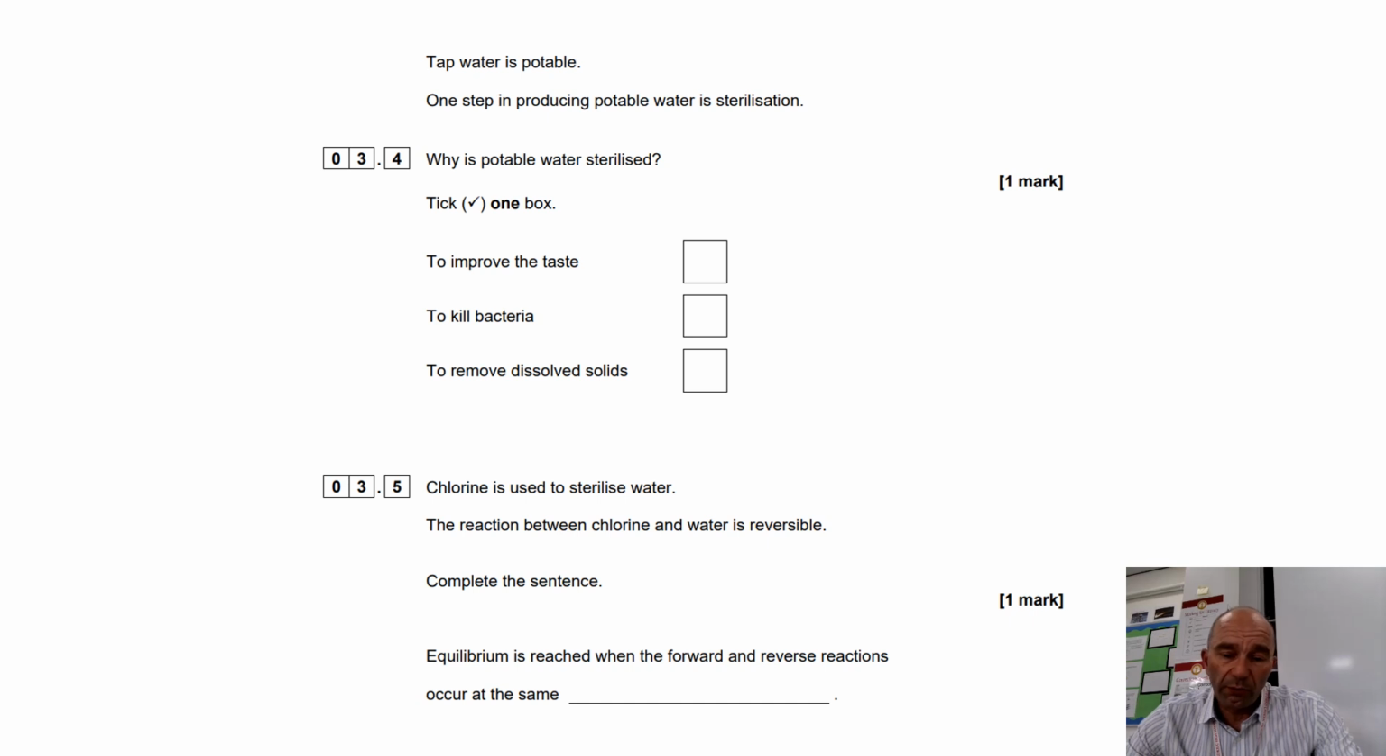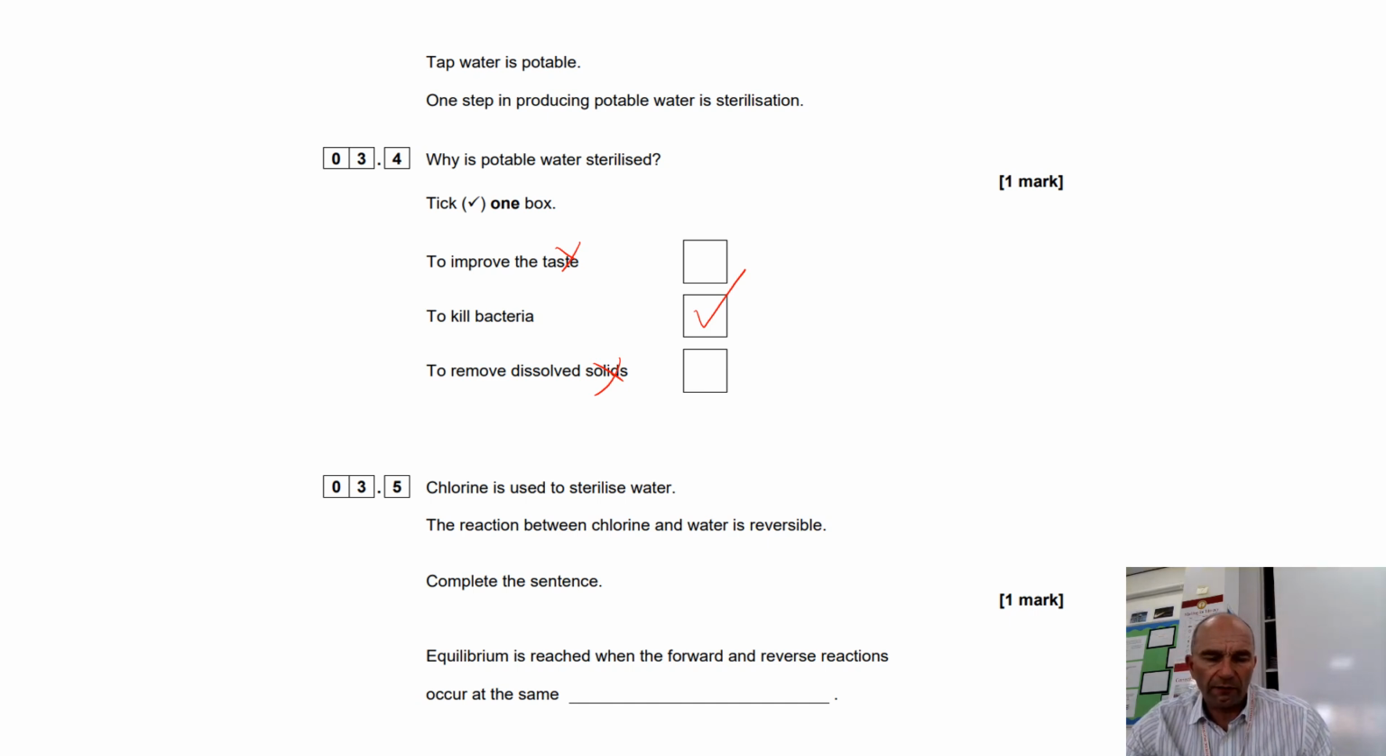Tap water is potable, and that means we can drink it. One step in producing potable water is sterilisation. So why is potable water sterilised? To improve the taste? Not really sure that's quite the case. Remove dissolved solids, that's not going to do the trick, but it is to kill bacteria.